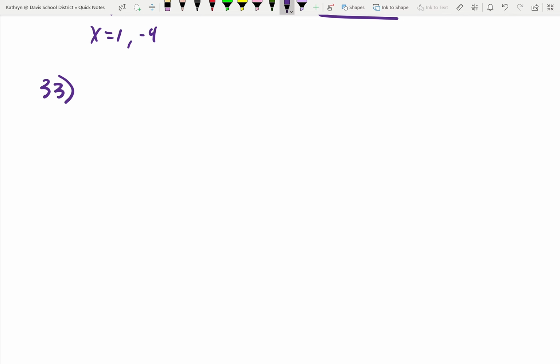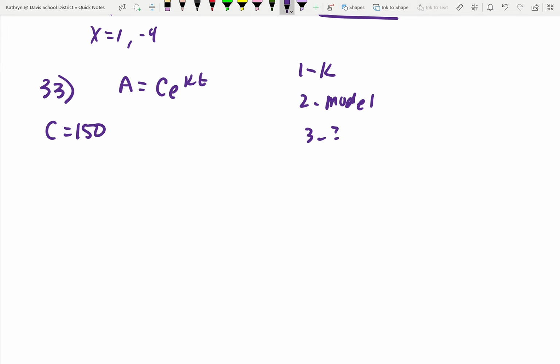So they give you this terrible looking formula. That's just A equals Ce to the kt, and that's what I would use. Remember the steps on this: find your k, find your model, answer the question. Okay, there are 150 bacteria to start with. Okay, and it says it doubles every 5 hours. So that's what I'm going to use to find my k.